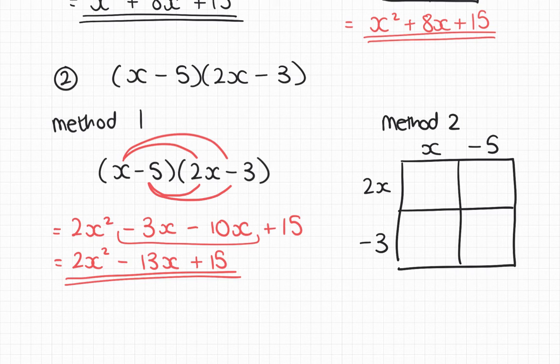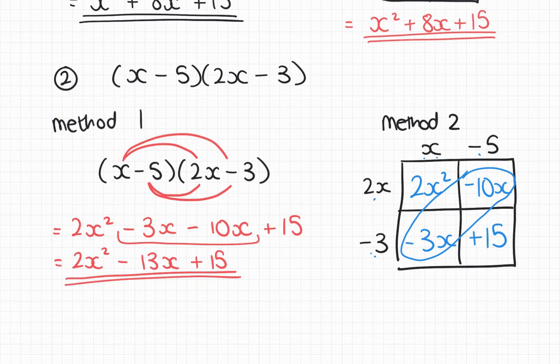And then inside my grid, I'm going to put 2x times x, that's 2x squared. 2x times minus 5 is minus 10x. Minus 3 times x, minus 3x. And minus 3 times minus 5 is plus 15. And again, these middle ones are going to simplify together. So I end up with 2x squared minus 10x minus 3x is minus 13x plus 15.